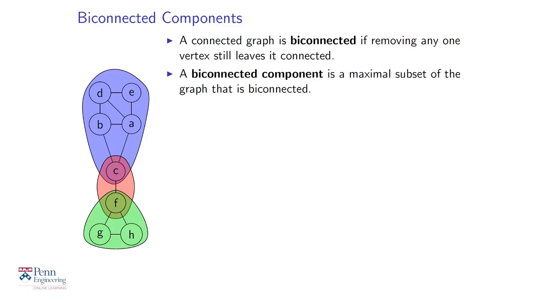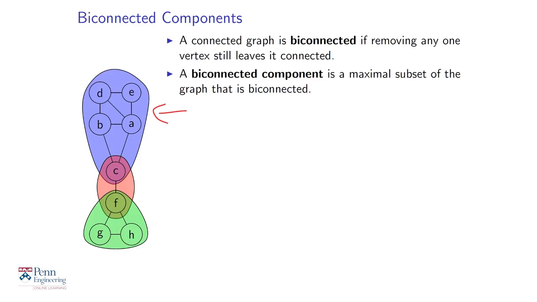Now, of course, not all graphs are biconnected. When a graph is not biconnected, we can separate it into what are called biconnected components, sort of like strongly connected components, but a little bit different as well. So a biconnected component is a maximal subset of the graph that is biconnected. So if you look at this graph here on the left, you find that the purple vertices, A, B, C, D, E, form one biconnected component. You can check for yourself that removing any one of these vertices will still leave the other four connected.